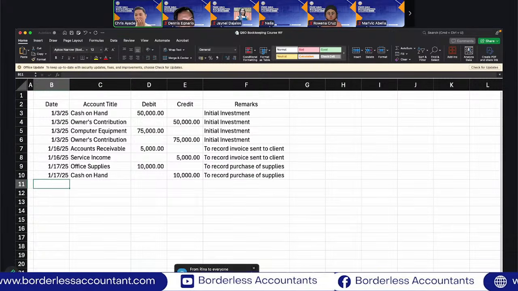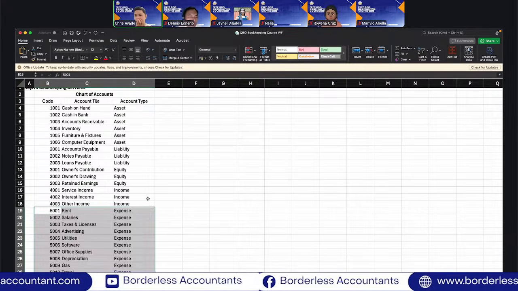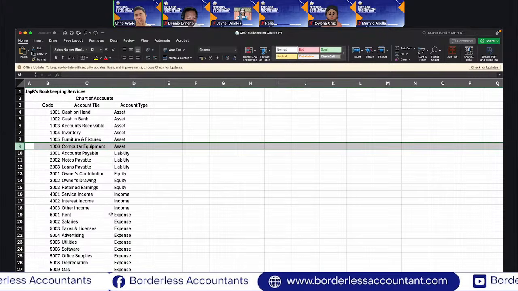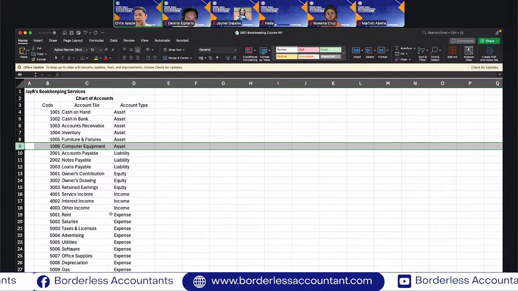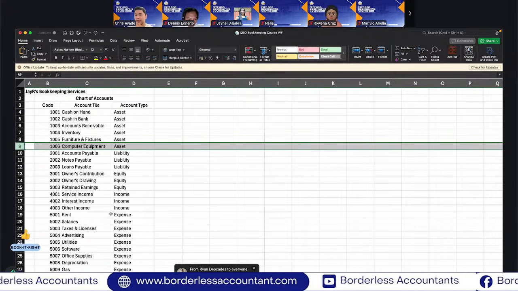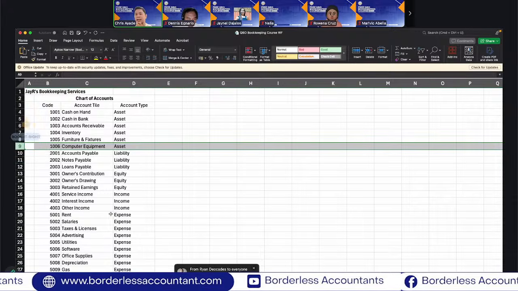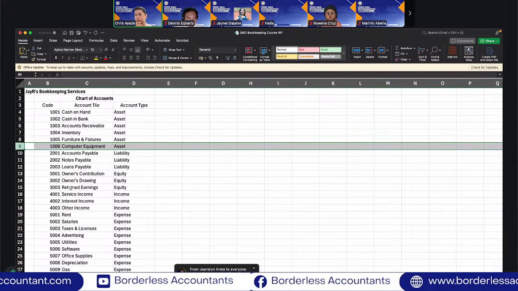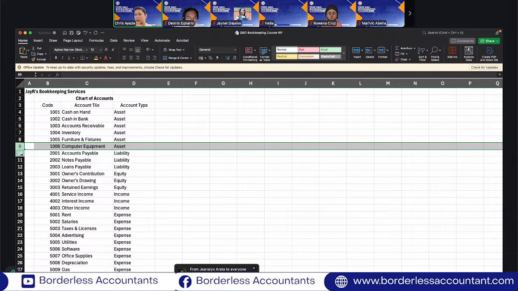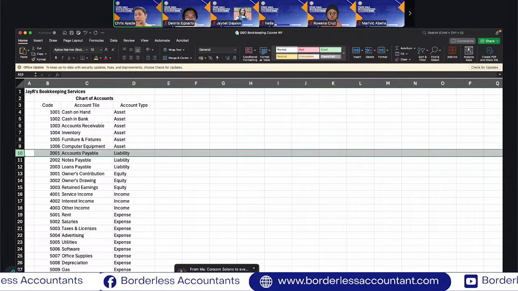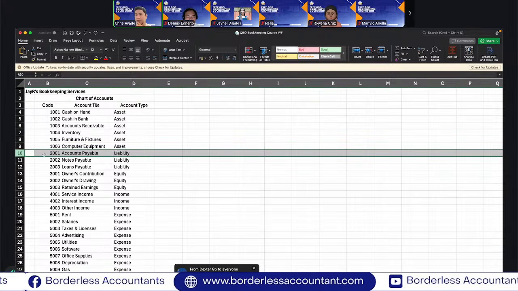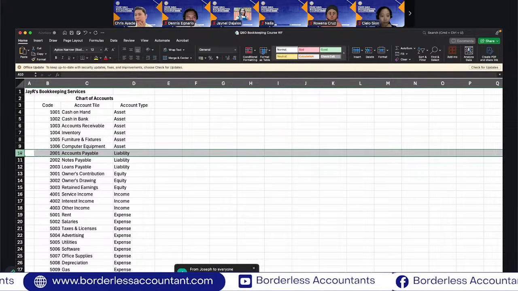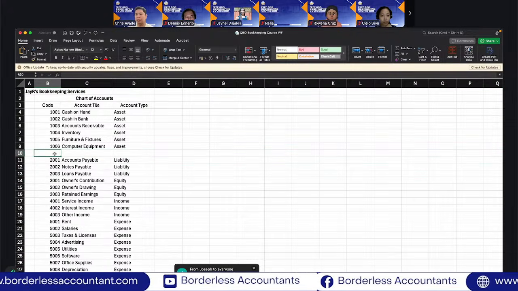Pero wait lang, meron ba tayong printer dito sa chart of accounts natin? Pwede ba natin gamitin yung computer equipment to record the purchase of a printer? What do you guys think? Or pwede din mag-create na lang tayo ng separate. So what do you guys suggest? We use computer equipment or mag-create tayo ng printer? Office equipment. Mas okay yung office equipment siguro, no? Sige. Let's say office equipment.